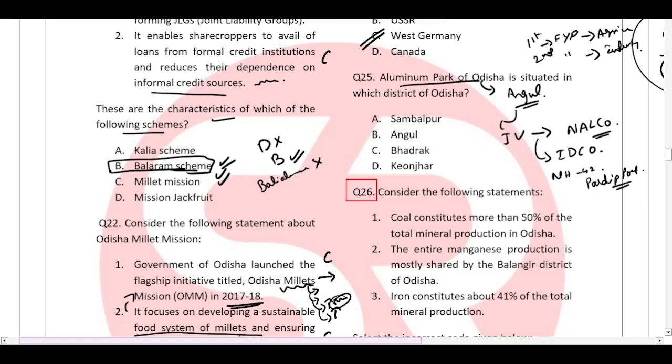So you can get a different question on this, asking whether it is solely owned by the government of Odisha or a particular department of Odisha. No, it is a joint venture between NALCO, the National Aluminium Company, and IDCO, the Odisha Industrial Infrastructure Development Corporation. A joint venture is started when two different entities come together and jointly start a business. That is why it is known as a joint venture. So the correct option is option B, Angul.